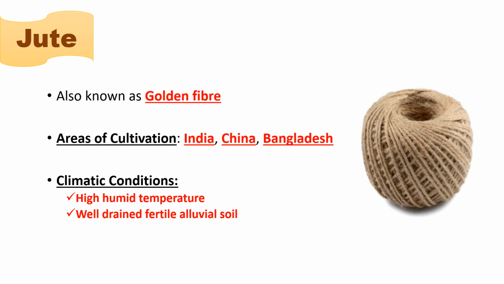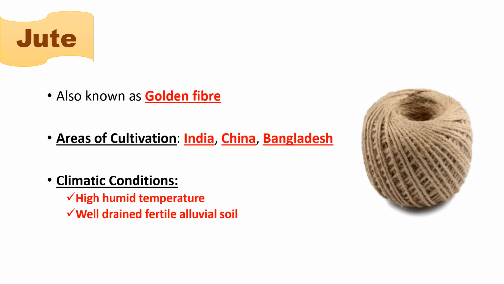Then we talk about areas of cultivation. So India, China, Bangladesh. So these countries are the three major producers of jute in the world. Now the next one is climatic conditions which is required for jute cultivation. So there are basically two climatic conditions you need to remember, students. First one, that is well drained fertile soil. Okay, so well drained fertile alluvial soil is needed, and the next one is high humid temperature. So these are the two climatic conditions which are needed in order to cultivate jute.